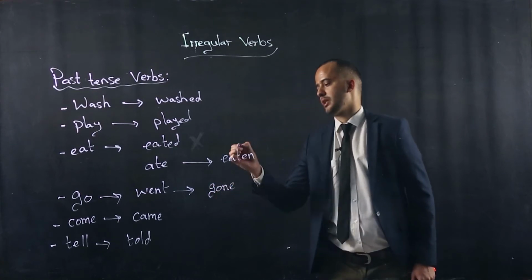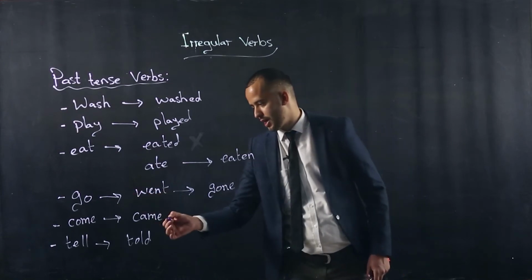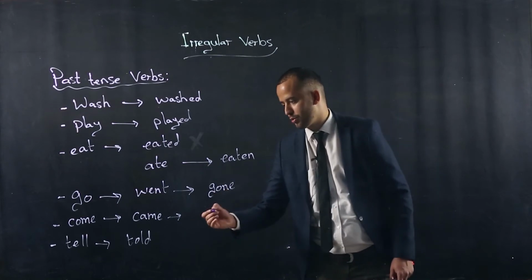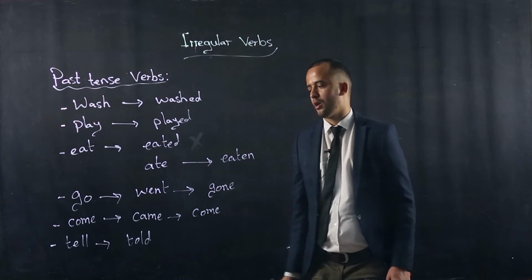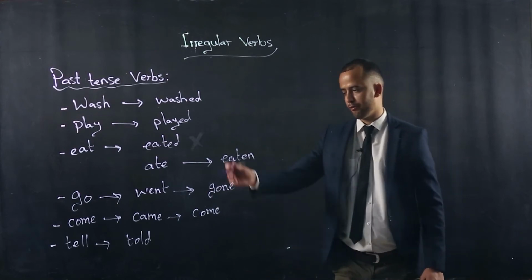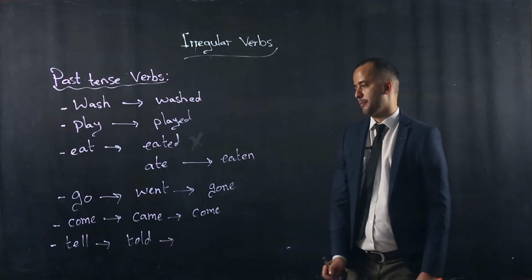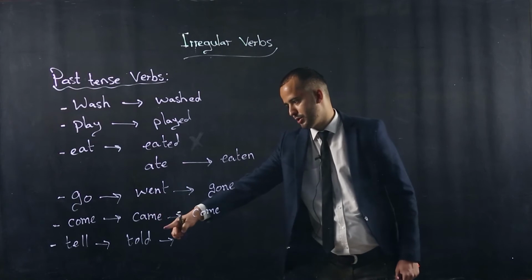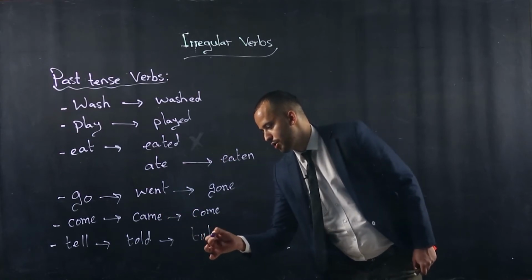If you are using the verb with have, had, or has. The same thing with come. Come will change to came in the past form, and then it will change again to come if you are using the past participle form with have, has, or had. Now what about the past participle form of tell? Tell will be told, and the same thing, it's going to be again told.